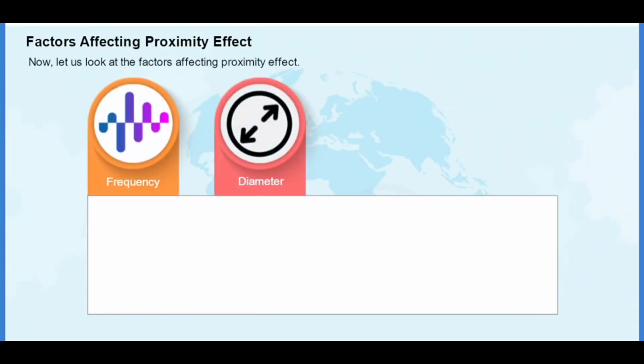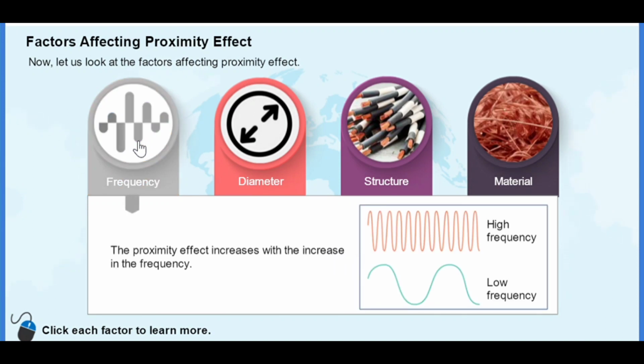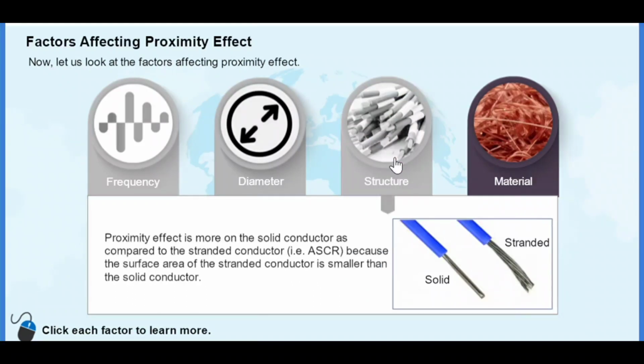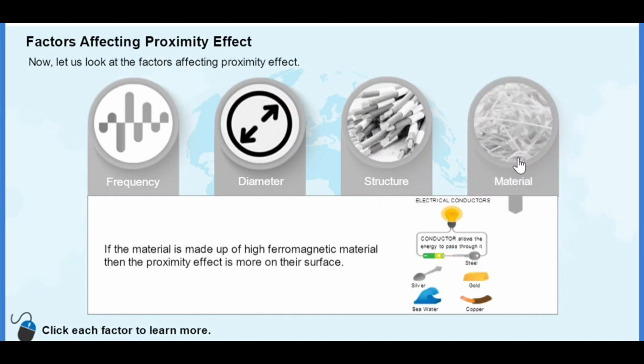Now, let us look at the factors affecting proximity effect. Click each factor to learn more. The proximity effect increases with the increase in the frequency. The proximity effect increases with the increase in the diameter of the conductor. Proximity effect is more on the solid conductor as compared to the stranded conductor, that is ACSR, because the surface area of the stranded conductor is smaller than the solid conductor. If the material is made up of high ferromagnetic material, then the proximity effect is more on their surface.